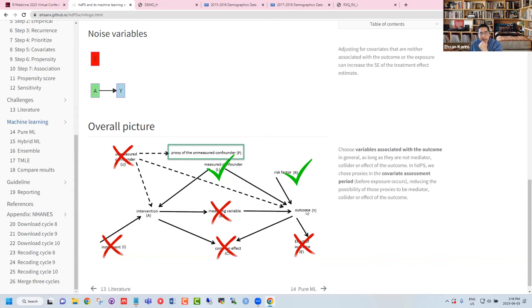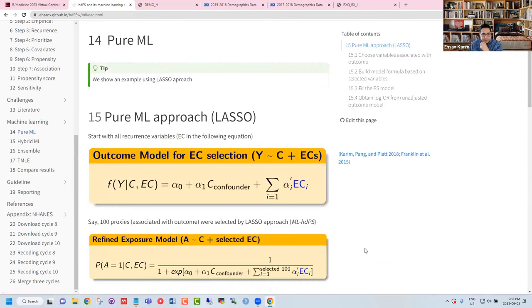So what we can basically do is when we are dealing with proxy information, we can try to identify the variables that are highly associated with the outcome and choose those variables as our proxy variable. That will bypass our need to use the Bross formula anymore. And that is basically what is done in the Lasso implementation.